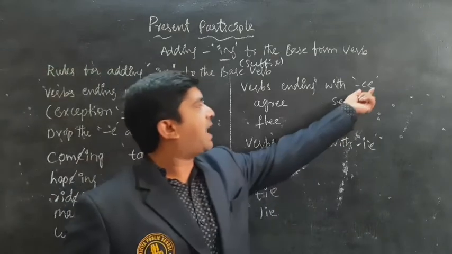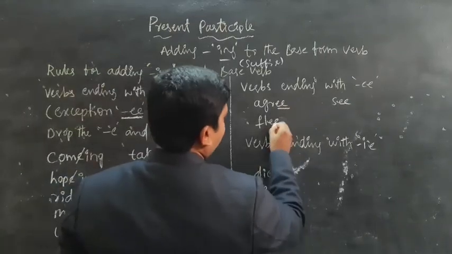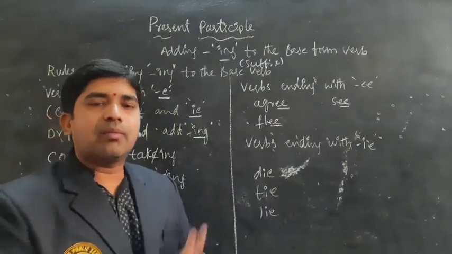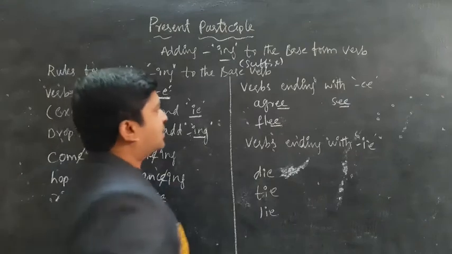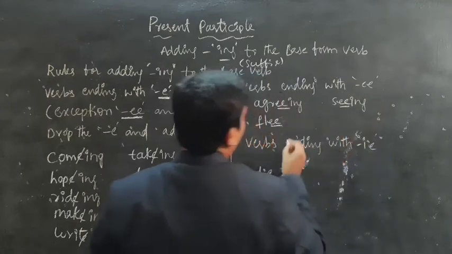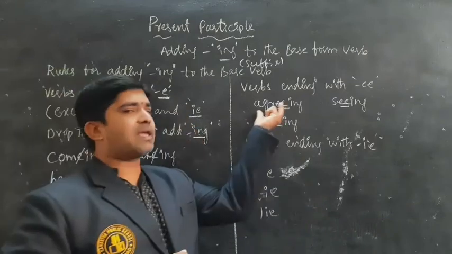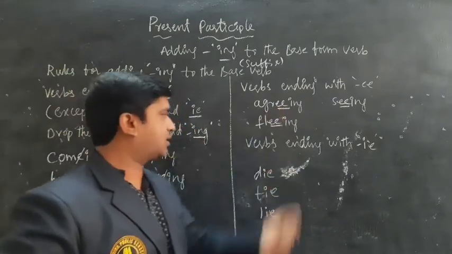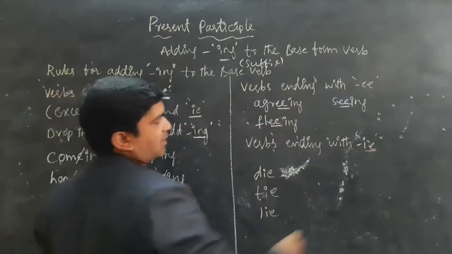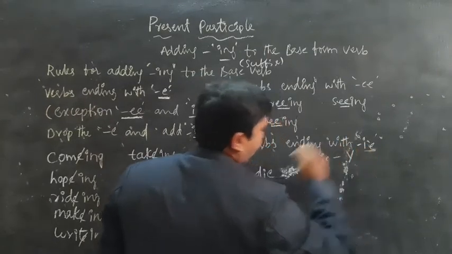Here see, when we are adding ing to verbs which end with double e, what do we have to do? We should not remove the last letter e. Simply we have to add ing. The rule of removing e is not applicable for these words. And the verbs ending with ie: when the verb ends with ie, we have to remove this ie and add y.